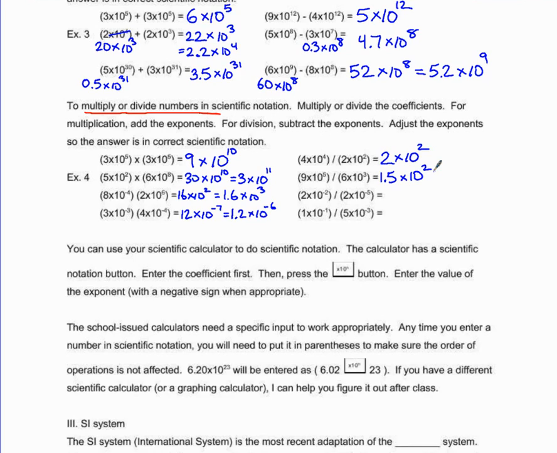2 times 10 to the negative second divided by 2 times 10 to the negative fifth. So we have 2 divided by 2, that's 1, times 10, and we have negative 2 minus negative 5, which is the same as saying negative 2 plus 5, 1 times 10 to the positive third power.